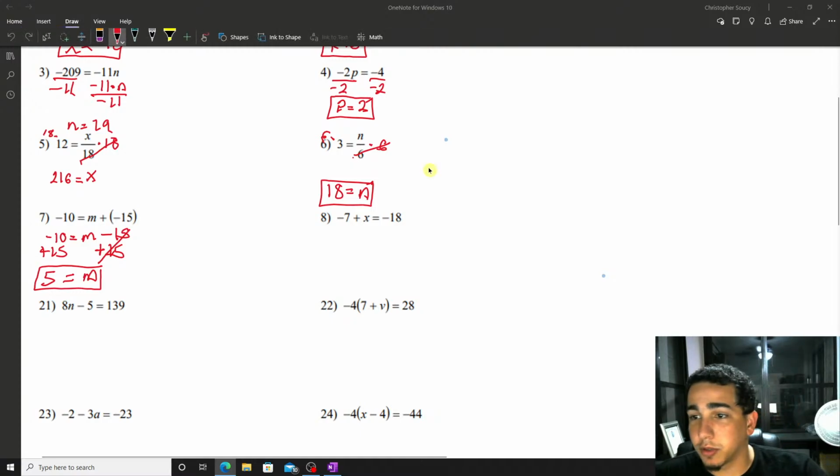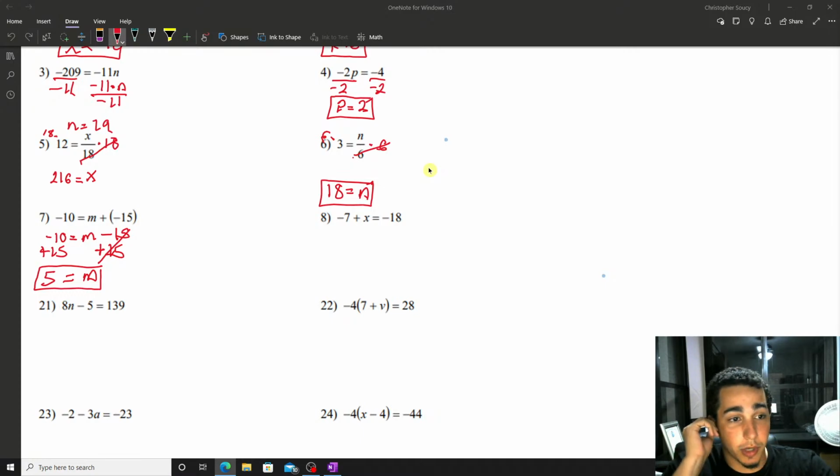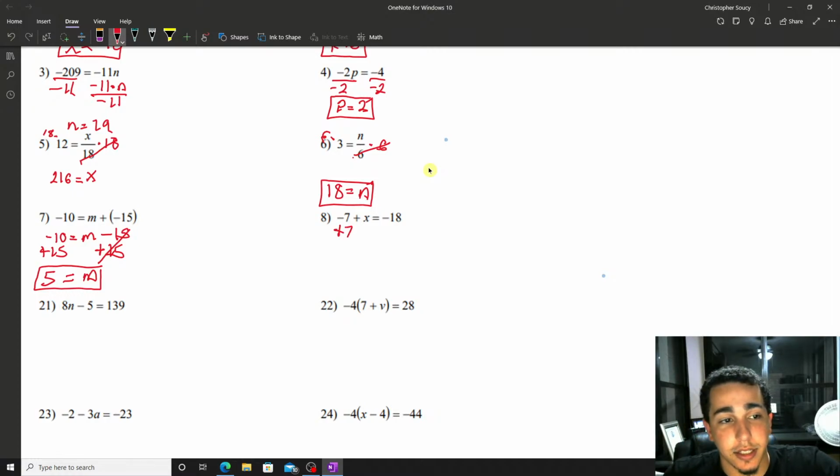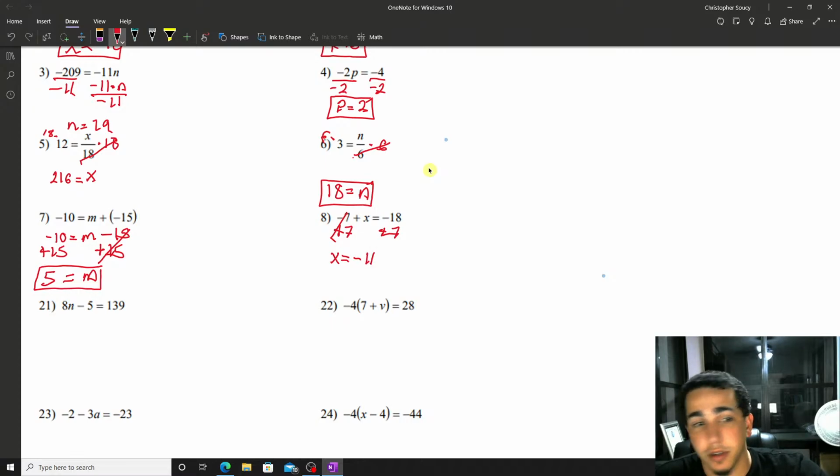Alright, I'm sorry about that, everyone. So we're going to continue with number 8. We have negative 7 plus x equals negative 18. Our goal is to get x by itself, and we're going to do that by adding 7 on each side. On the left side, we're going to get x. And on the right side, negative 18 plus 7 is going to be negative 11.